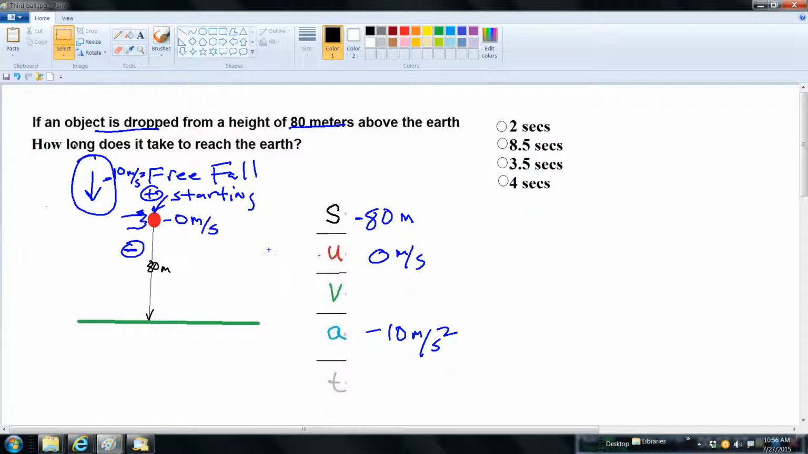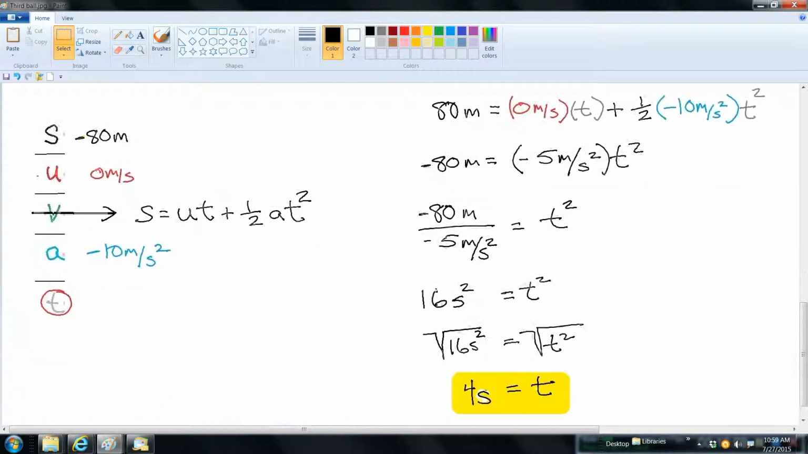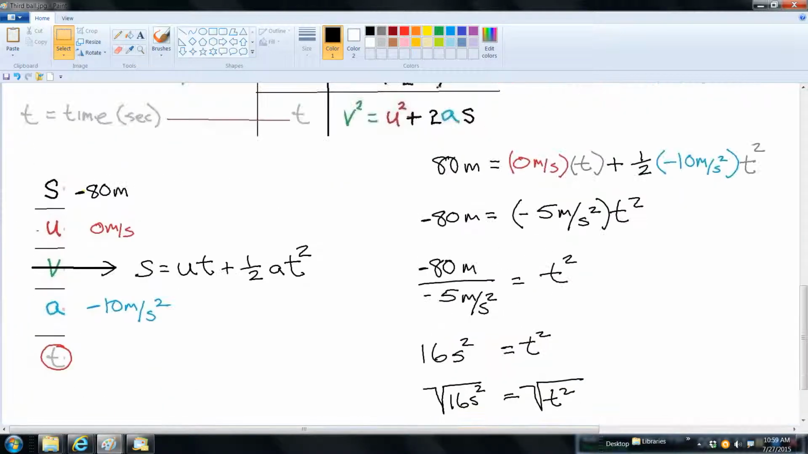Step 3 is to circle the variable that we need. How long does it take? So we circle time, and then step 4, we draw a line through the variable that's left. And so we're going to use the equation that's affiliated with that, which is displacement is equal to initial velocity times time plus 1/2 acceleration times time squared. Alright, so we go down and look at the math for this.